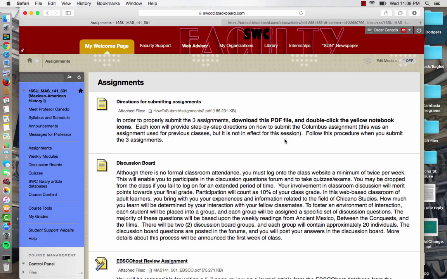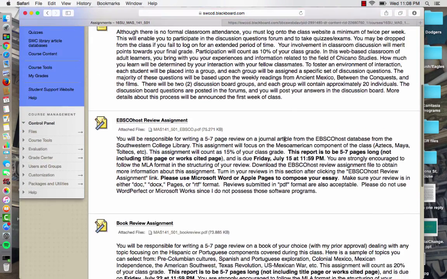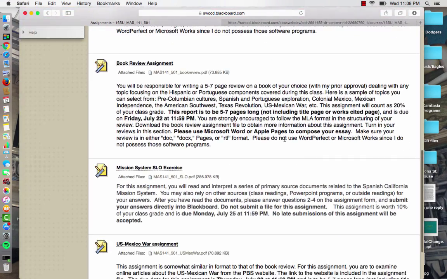So let's scroll down to the listing for the SLO assignment or SLO exercise, and I've already got the worksheet queued up here. I'll open that up in just a second. But first, let me quickly go over a couple of ground rules. This assignment is due on a Monday: Monday, July 25th, the last Monday of the session, at midnight or 11:59 p.m. Make sure you get that in to me on Monday the 25th.